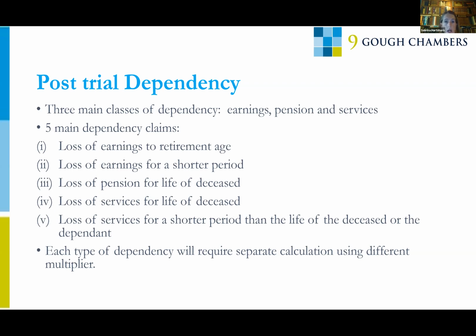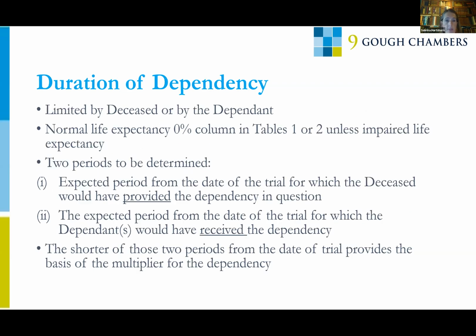So how do we go about acquiring that multiplier for post-trial dependency? Well, firstly, we need to be looking at duration of dependency. Now, that's limited, as I've mentioned, by the deceased or the dependent. Normal life expectancy is presumed, so 0% column in tables 1 or 2, unless there is an impaired life expectancy. And there are 2 periods that need to be determined.